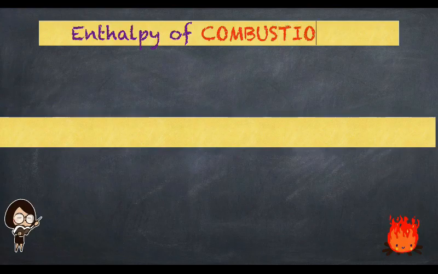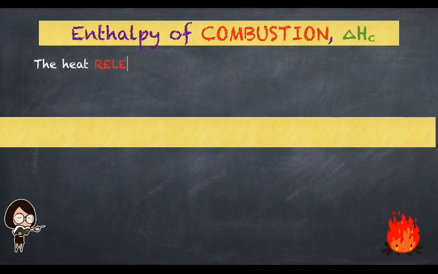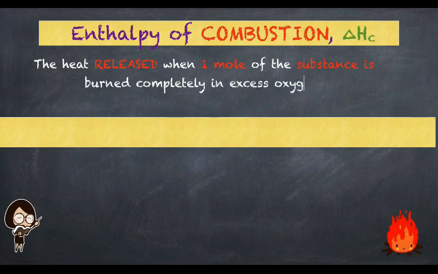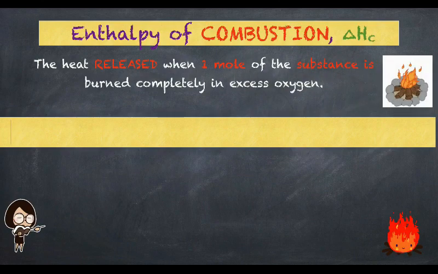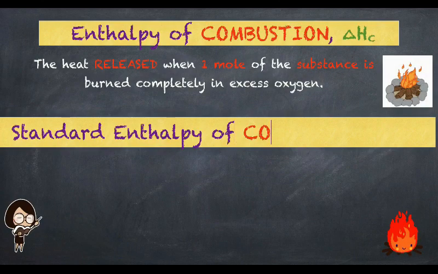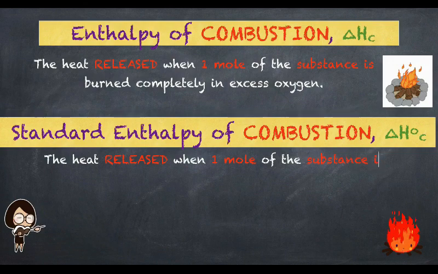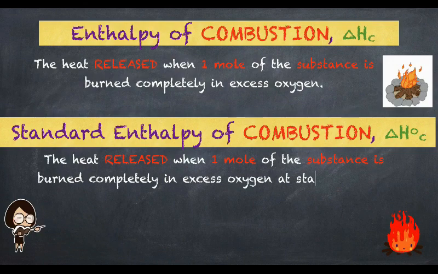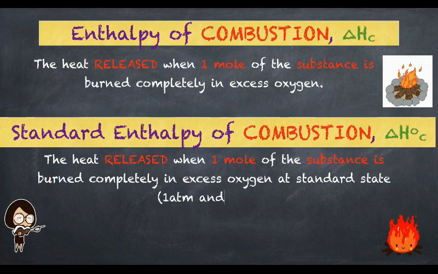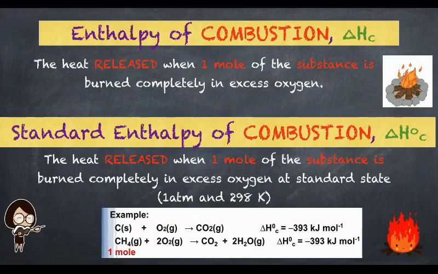Enthalpy of combustion, delta Hc. Enthalpy of combustion is the heat released when 1 mole of the substance is burned completely in excess oxygen. Standard enthalpy of combustion, delta H naught C. Standard enthalpy of combustion is the heat released when 1 mole of the substance is burned completely in excess oxygen at standard state. Standard state is 1 atm and 298 Kelvin. Here are the examples of standard enthalpies of combustion.